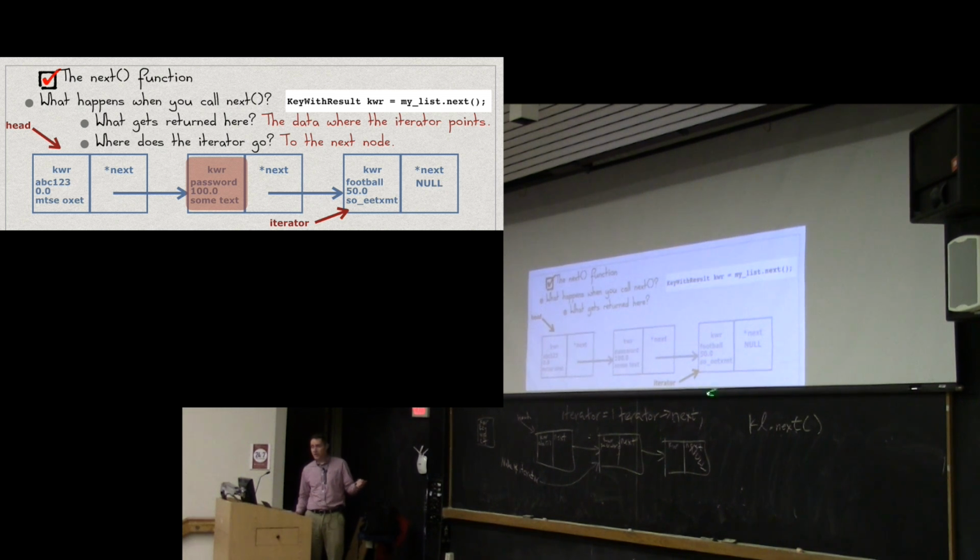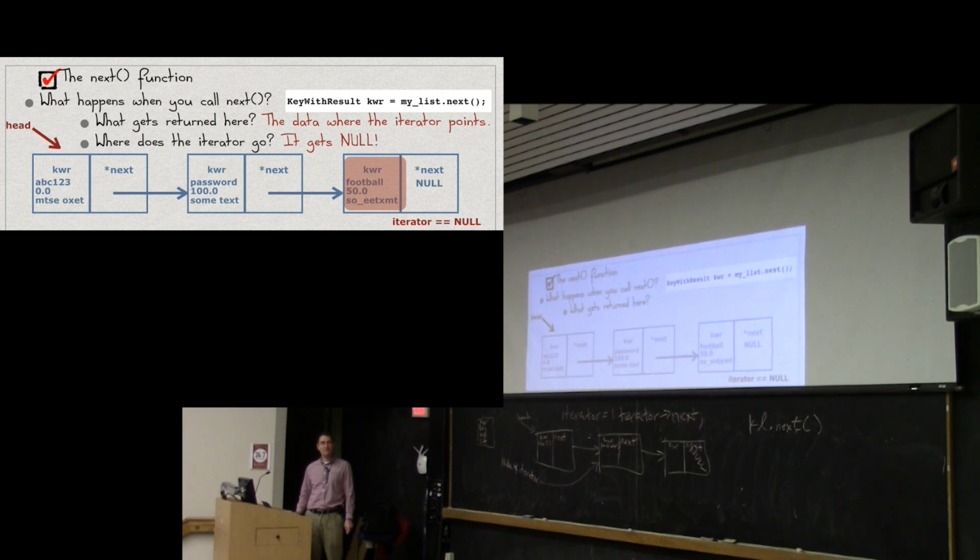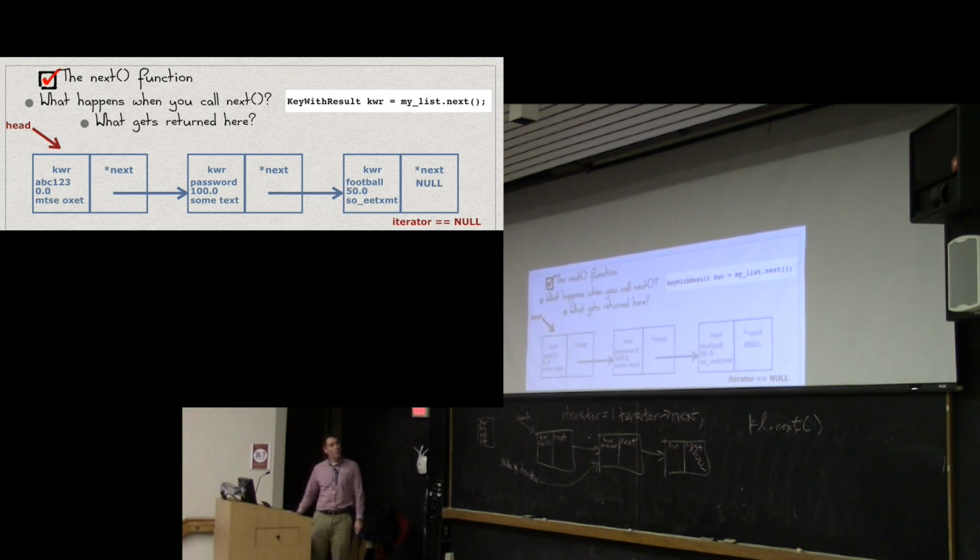One more time. What gets returned now? Football 50. This business. So excitement, right? And then where does the iterator go? Iterator gets null. We are not quite done yet. What happens if I call mylist now, next now? What gets returned? Something has to get returned.